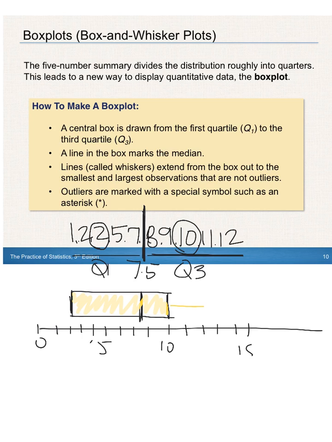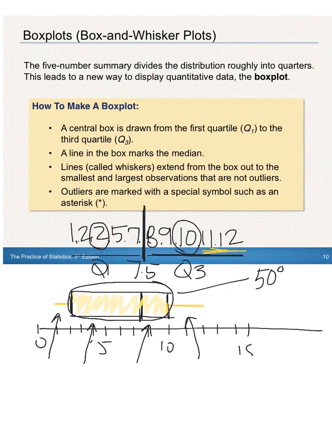We make a whisker out to the maximum, and then we make another whisker down to the minimum. These are called quartiles, by the way, because they are cutting the data roughly into fourths. So each of these quartiles has roughly 25% of the data. One of the reasons we look at the interquartile range is that it gives us 50% of the data. And so that is a good concentration of the data, and it allows us to make some interpretations.